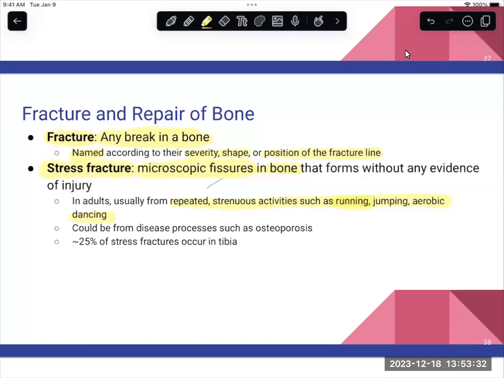But they can also be from osteoporosis. This is where you get a significant loss in bone mass because of a decrease in estrogens in females. It's most common in females, and this is why, because of that significant decrease in estrogens post menopause. The most common stress fracture place is actually in the tibia, that lower leg bone, that hard bone that makes up your shin. That's your tibia.